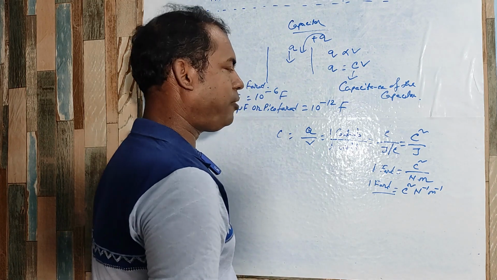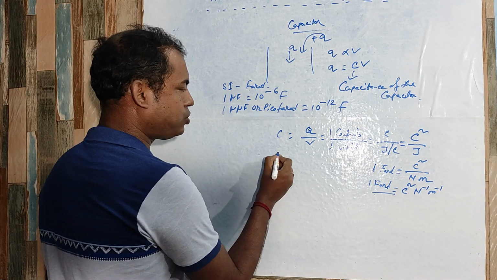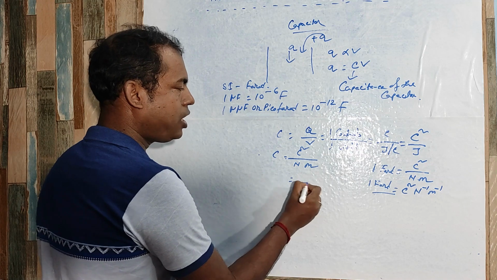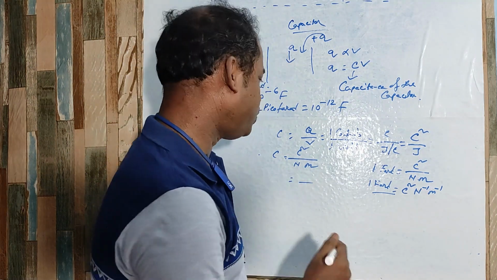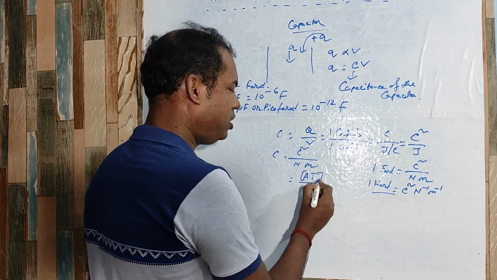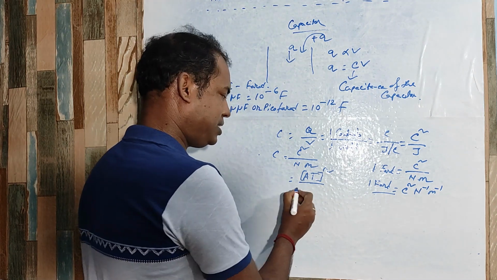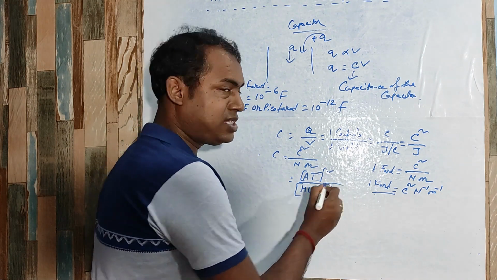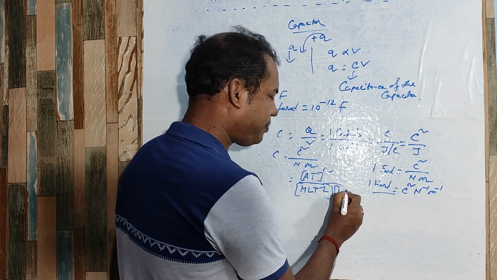Now we come to the dimension. What is the dimension? C equals coulomb square per Newton meter. Coulomb means charge. Charge equals A into T, which we discussed in the previous video, so coulomb square is A square T square. What is Newton? Newton is the force, so M L T to the power minus 2. And meter is the length, so we simply write L.